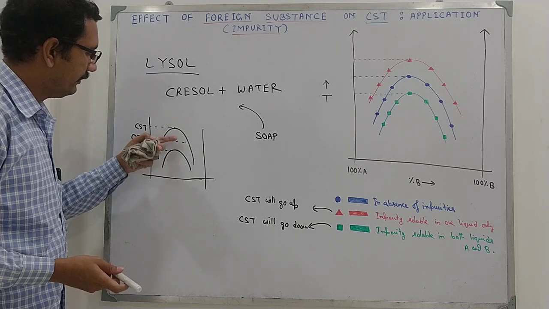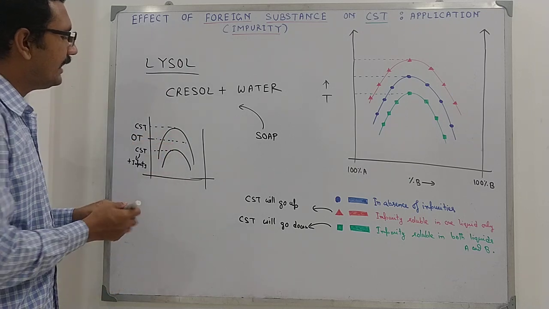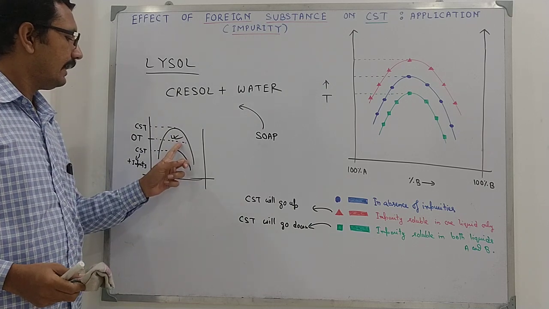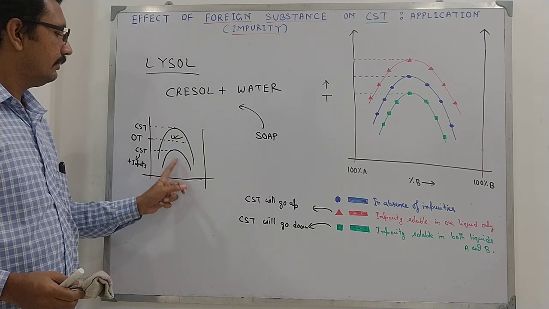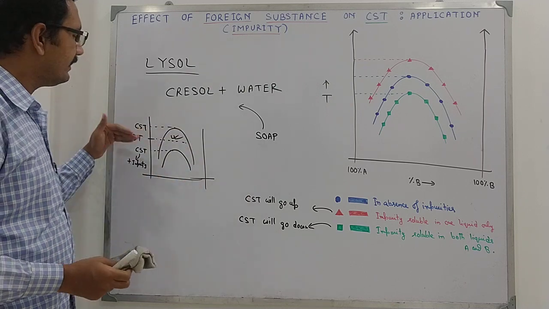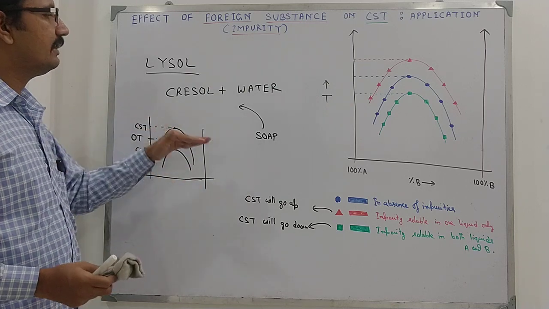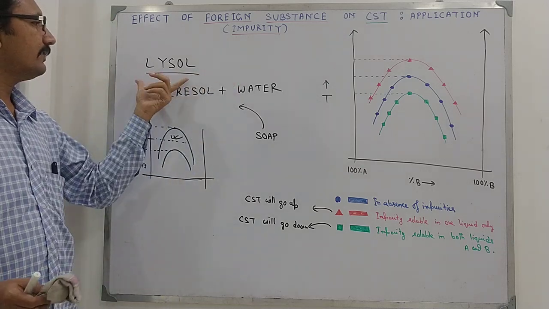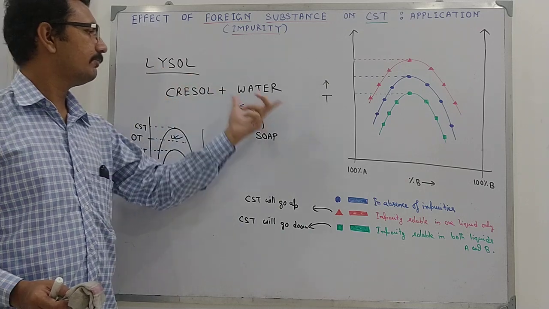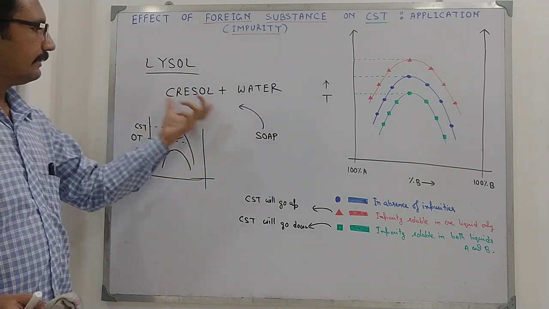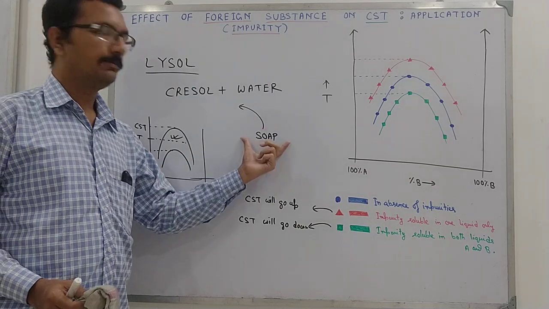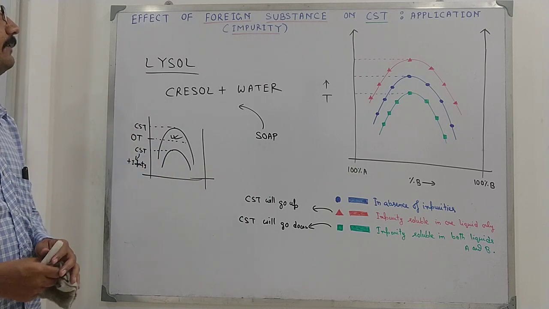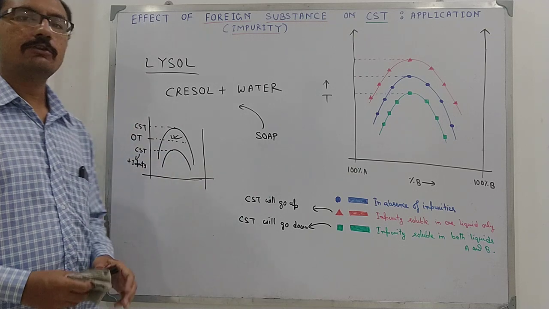When it drops below the ordinary temperature and you have the solution at ordinary temperature, you will have a single solution, and below this CST you will have two solutions. Now you are using it at ordinary temperature, so you will get a clear solution. To have the clear solution of disinfectants like Lysol, which has cresol and water, it is necessary to apply soap, which makes a clear homogeneous solution. So this is what about the effect of foreign substance on critical solution temperature.